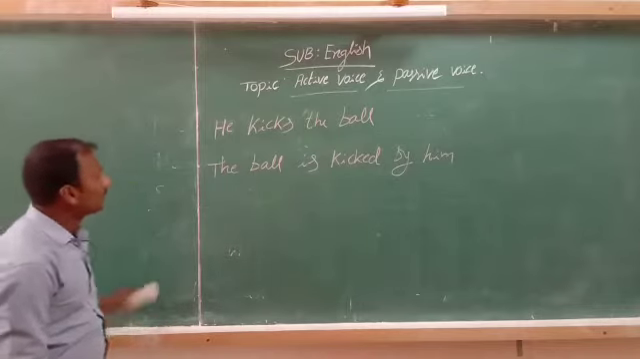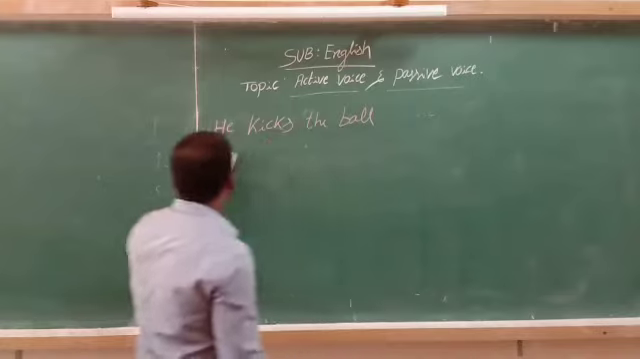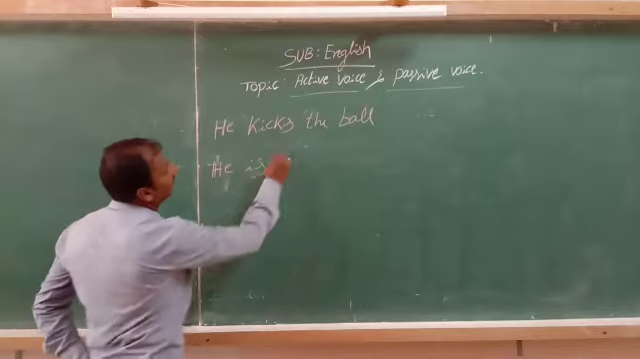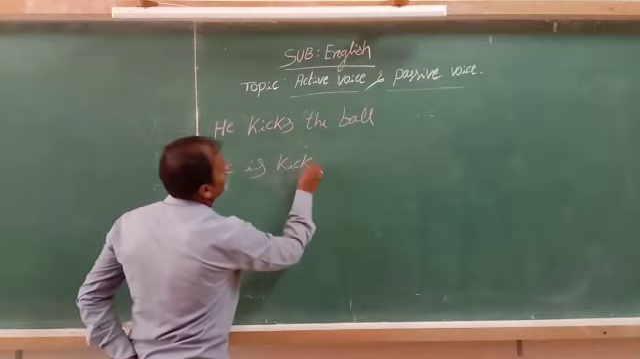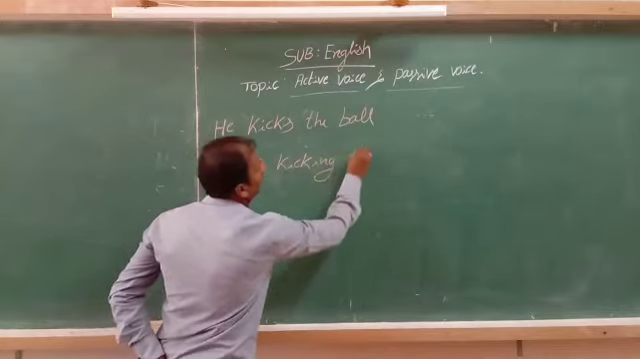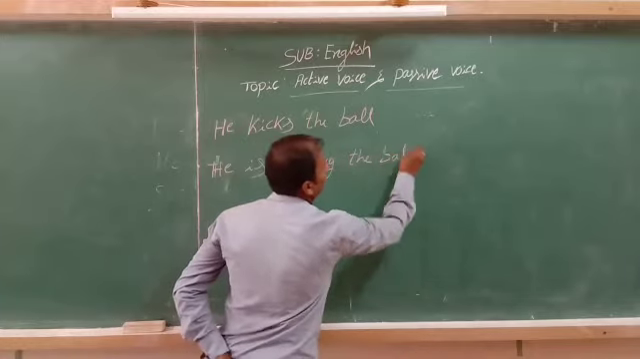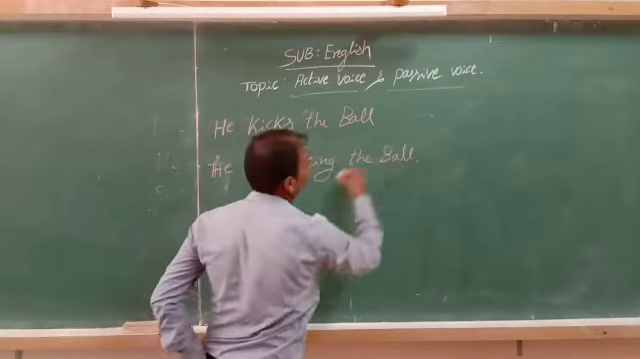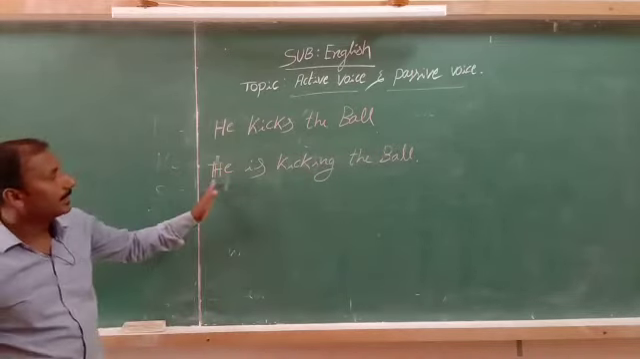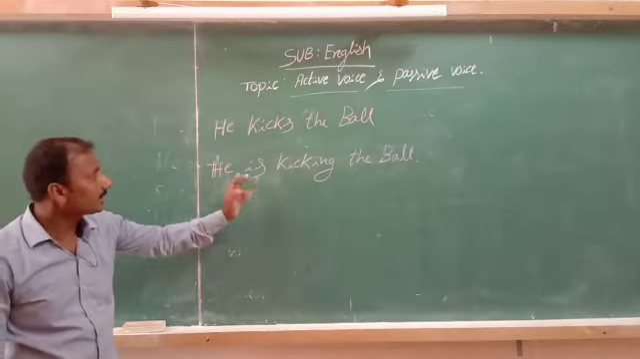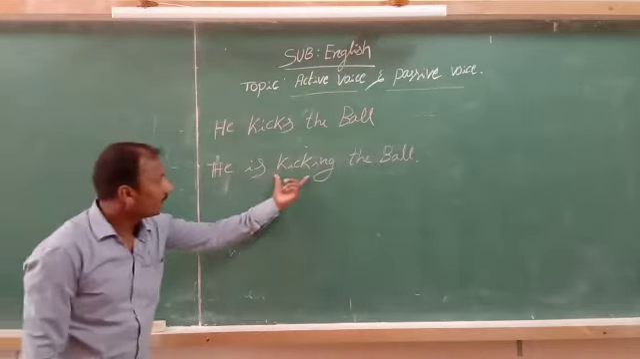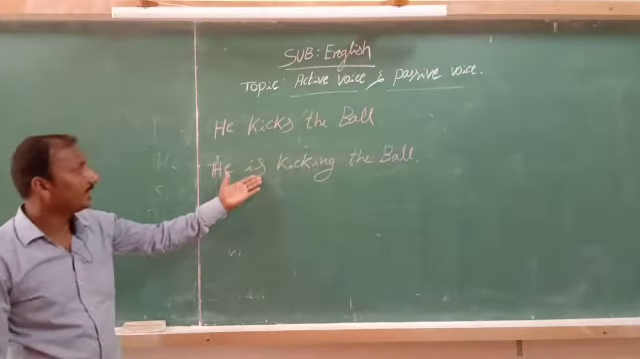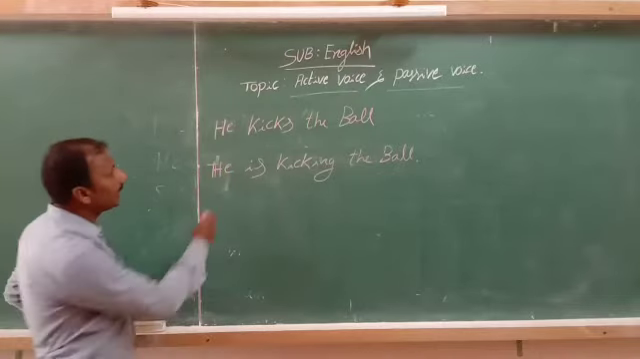The same sentence, suppose we change it to continuous tense: he is kicking the ball. This is a continuous tense and the verb is in the ing form. Then it takes a be form helping verb, am, is, or was, were. So is is present tense. So, he is kicking the ball.